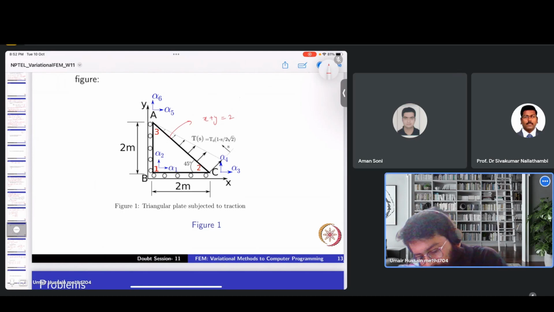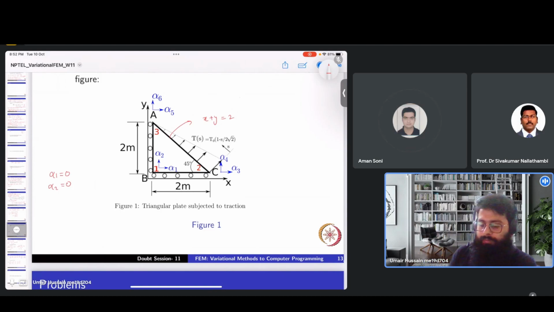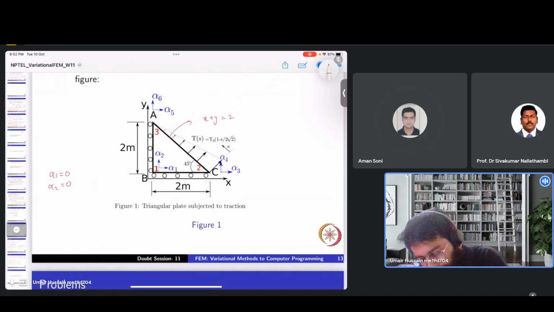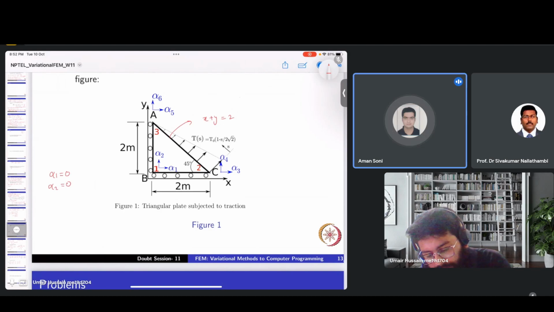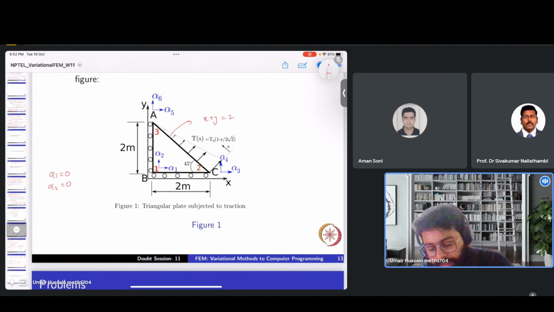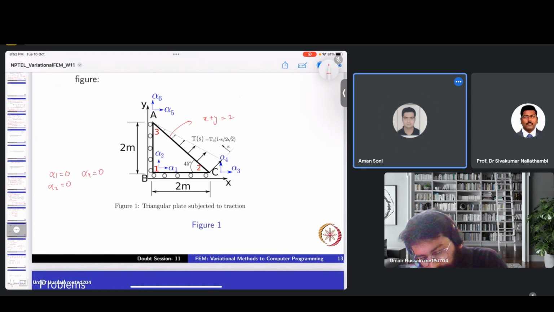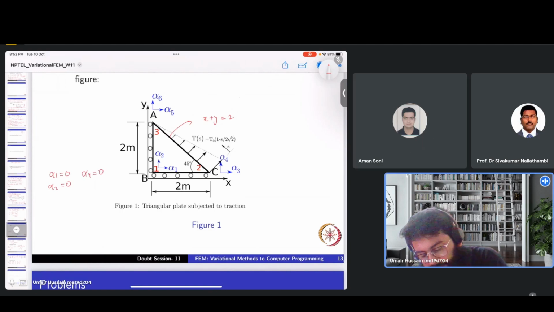You mean alpha 1 should be 0, alpha 2 should be 0. Yes. So x displacement of 1 and 2 should be 0, and y displacement of 1 and 3. So that means y displacement of 1 and 3 should not be 0, 1 and 2 should be 0. So for second node, alpha 4 should be 0, and for third node, alpha 5 should be 0, right?